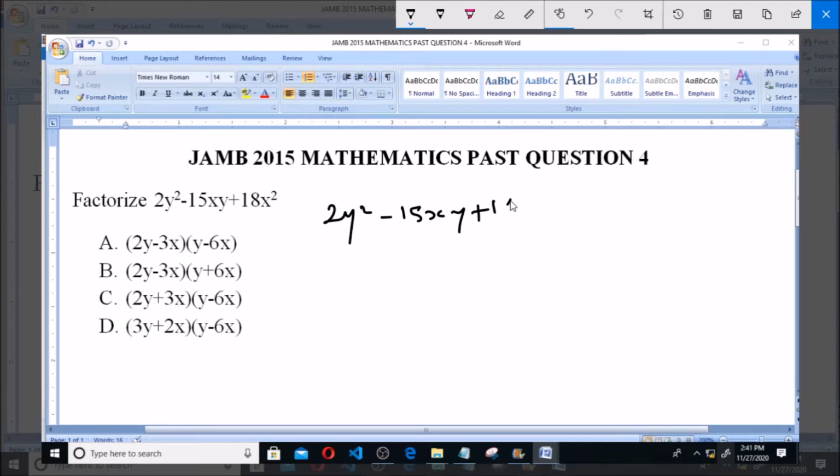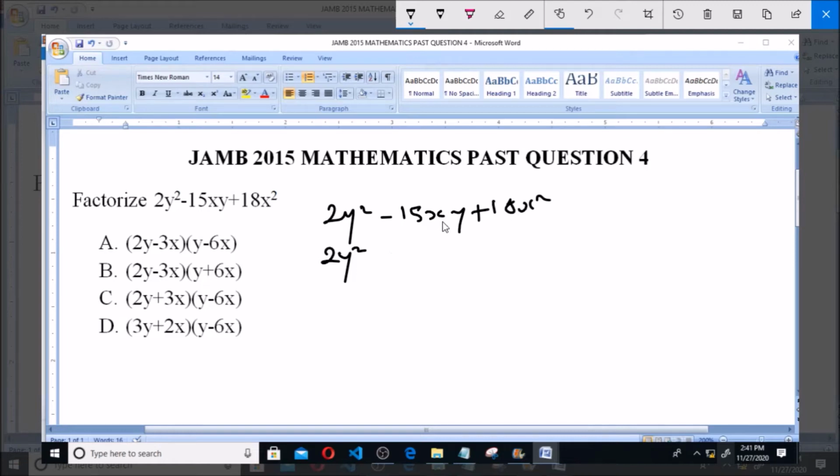Now, factorizing this, we'll have 2y squared. Now look for two numbers that when added together will give us minus 15, and when multiplied will give us 18. These two numbers are minus 12 and minus 3, because minus 12 plus minus 3 will give us minus 15, and minus 12 times minus 3 will give us plus 18.